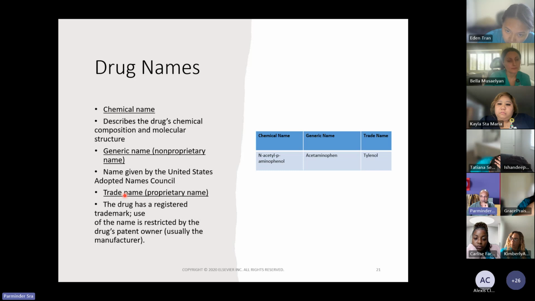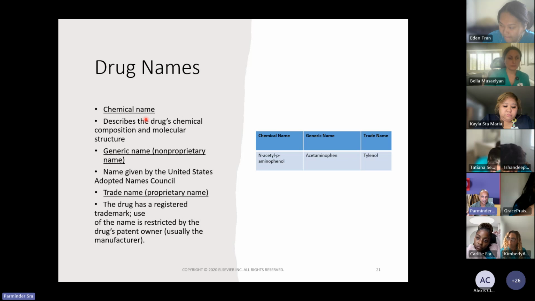So you don't have to worry about the chemical names. Most important is the generic name, and it's good to know the brand name as well. But generic is what NCLEX tests you on. Now, what is the difference between them? Your chemical name is technically just related to the chemical structure, the composition, the molecular structure they have. Generic is a non-proprietary name, which differs from the proprietary trade name or brand name.